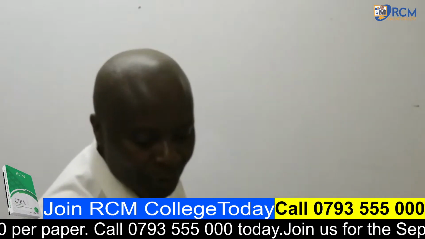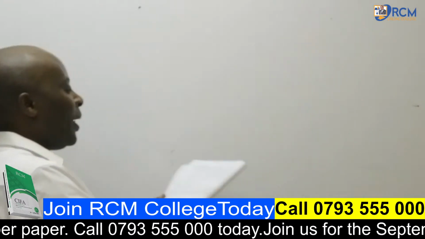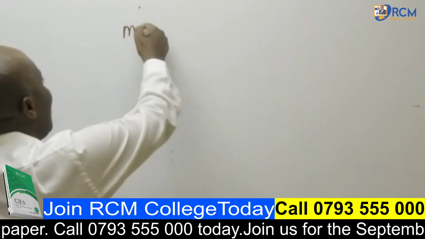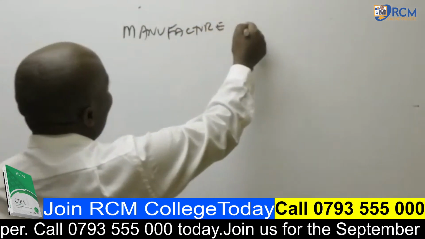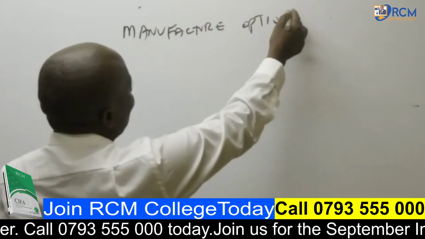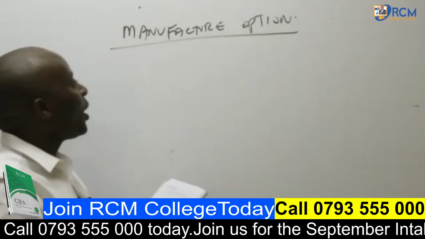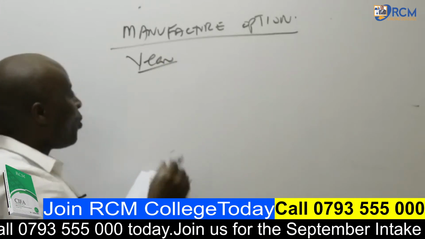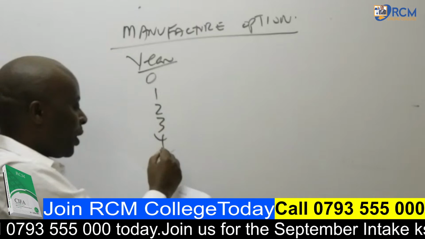So the last option, ladies and gentlemen, is which option? It's manufacturing ourselves. Let's manufacture this thing. So you write in capital letters, manufacturing option. Even if you don't write anything below, you simply underline, and then you come and give us the cash flow periods, the years we have: year 0, 1, 2, 3, 4, 5, 6, like that.